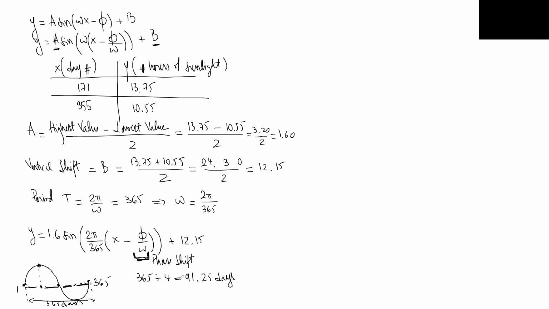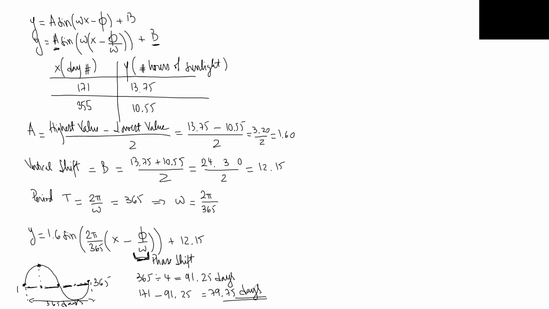But according to our data, this is happening at day number 171. So there is a difference, right? Our graph is shifted by a certain number of units or days. It's going to be 171 minus 91.25. And if we subtract this, we'll get 79.75 days. So our whole sinusoid is shifted to the right by 79.75 days.